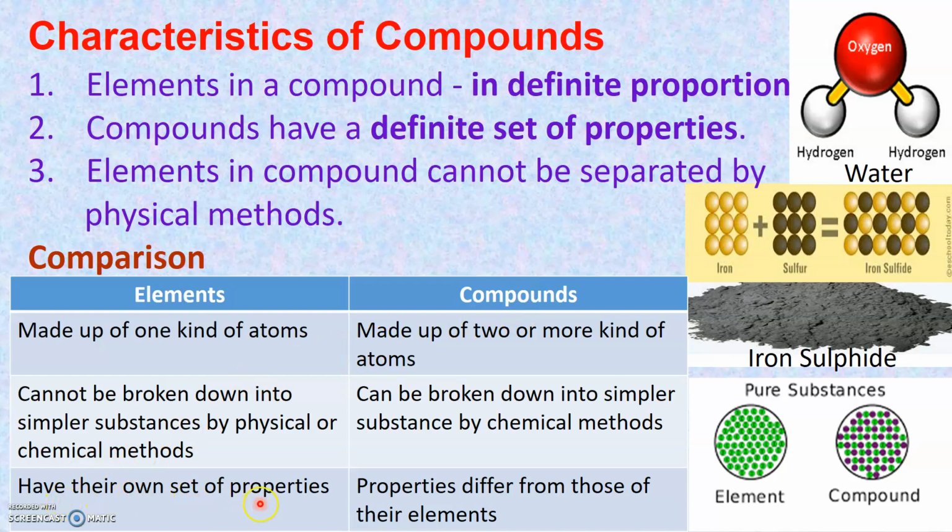Elements have their own set of properties, while the properties of compounds differ from those of their elements. As we have already seen here, the element hydrogen will have a definite set of properties, the element oxygen will have a definite set of properties. But when it comes to a compound, the properties of the compound will completely differ from the properties of its elements. As we have seen, the properties of the compound water are completely different from the properties of its elements, that is hydrogen and oxygen.